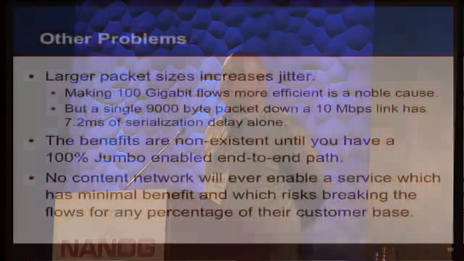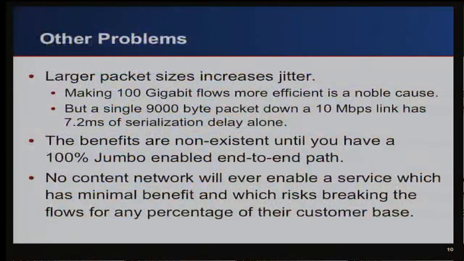Other problems that people forget is the larger packet size increases the jitter. So, you know, a 100 gigabit flow, some beautiful high-speed end-to-end flow is a very noble cause, but you've increased the amount of serialization delay by 6x. So now you've got someone on a slow-speed DSL or cable link at home, even a nice 10 meg link, you've added 6.2 milliseconds of serialization delay. So something that people don't take into mind when they're building for the very large flows is that it's probably not going to achieve anything. It might actually hurt the home user. The benefits here are completely non-existent until you have a 100% jumbo enabled end-to-end path.